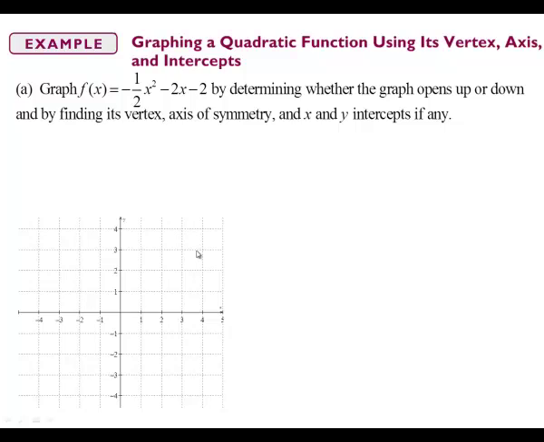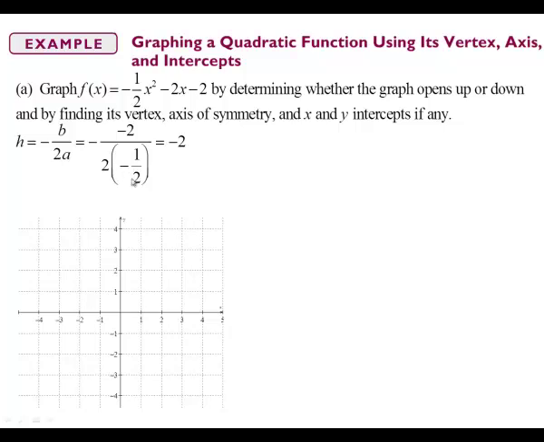Okay, graph the parabola negative 1/2 x squared minus 2x minus 2. Determine whether the graph opens up or down, finding its vertex, axis of symmetry, and x and y intercepts. Okay, it's going to open down. Your a value is negative 1/2, b value is negative 2. So we have to use negative b over 2a. So this will be minus negative 2, and then here we have 2 times negative 1/2.